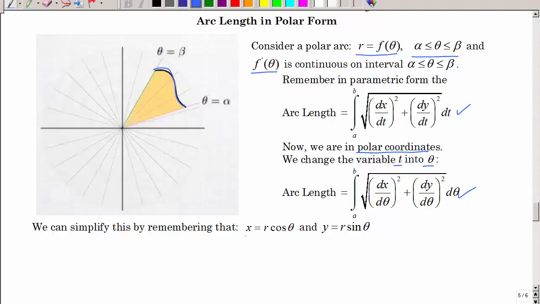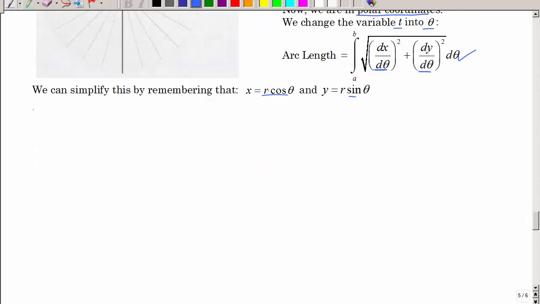I think so. So remember that x equals r cosine theta and y equals r sine theta. Let's see what we can do with this formula. So the first thing I'm going to do is find dx d theta. And remember that r is a function of theta, so I'm going to have to use the product rule. So I'm going to have the first times the derivative of the second plus the second times the derivative of the first, and I'm just going to use that prime notation.